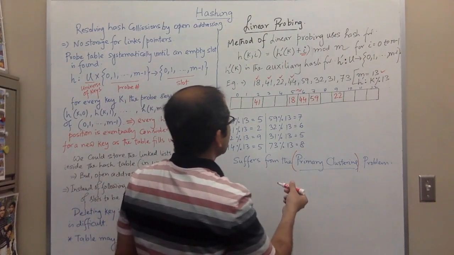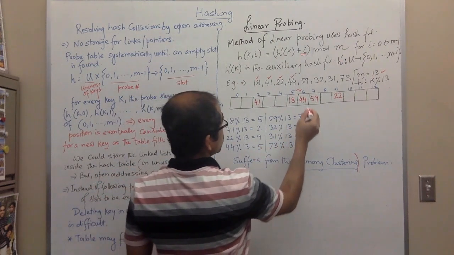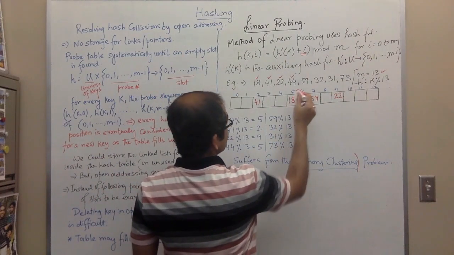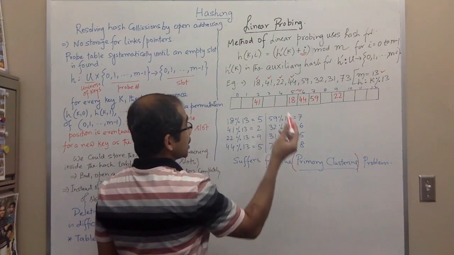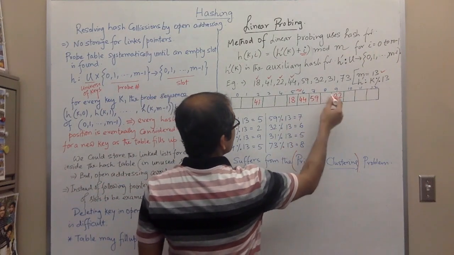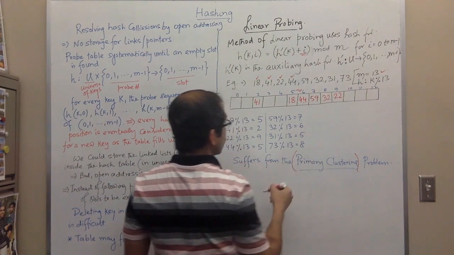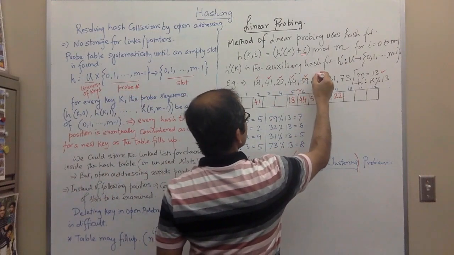Now let's see the next element, which is 32. 32 modulo 13 is 6. So 32 should go to 6. That's also an unrelated element, but 6 is full. So we try to check 7 because of linear probing. 7 is also full. Then we go to 8. So 32 goes to 8. So now 59 and 32 are done.